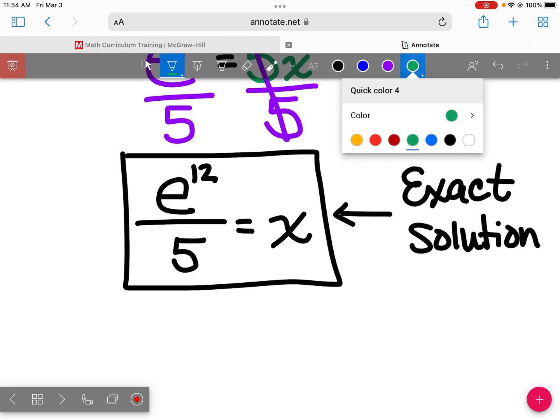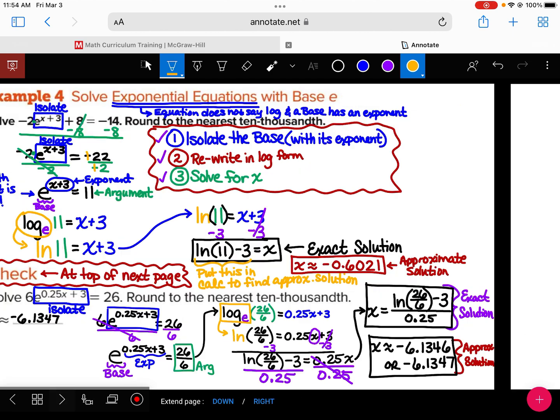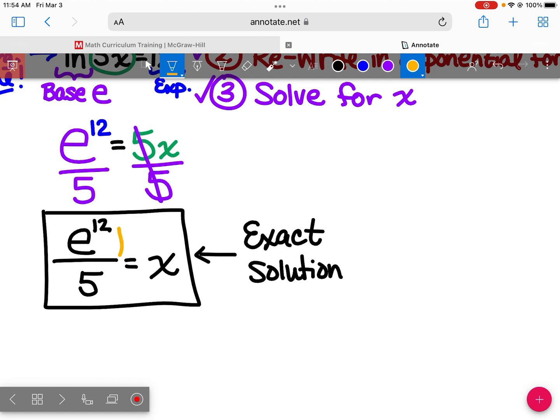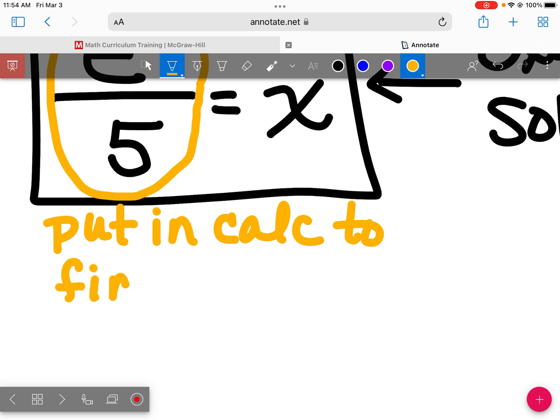How would I find my approximate solution? If I put it in log form, I'm going to be right back at the beginning. How do I find my approximate solution? What did we do last time when we wanted to find the approximate solution? Put it in the calculator. We're going to put everything on this side in the calculator to find the approximate solution.